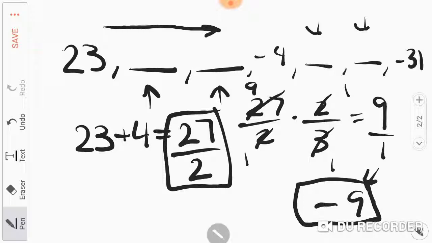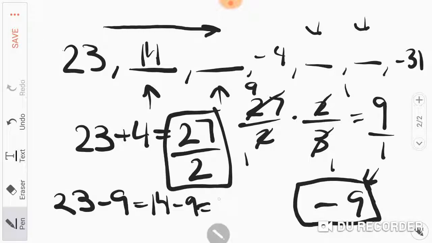Now, this 9 is our common difference, meaning this is the equal interval between all the numbers. So now that I know that, I can just do 23 minus 9 to get the next number, and that would give me 14. So I know that my next number here is 14, and then I could do 14 minus 9, and that would give me 5.